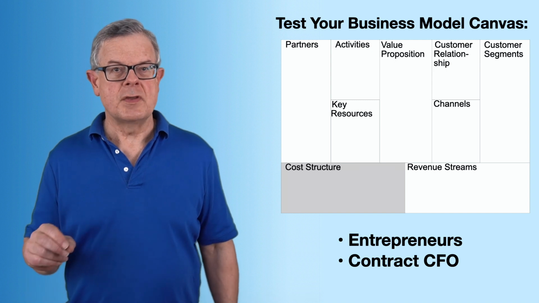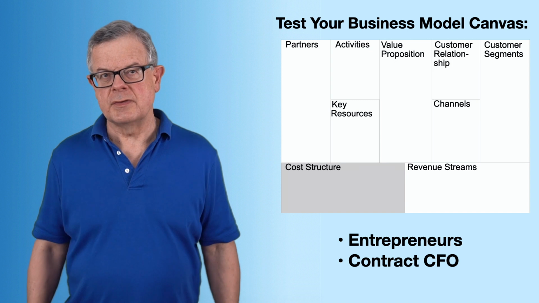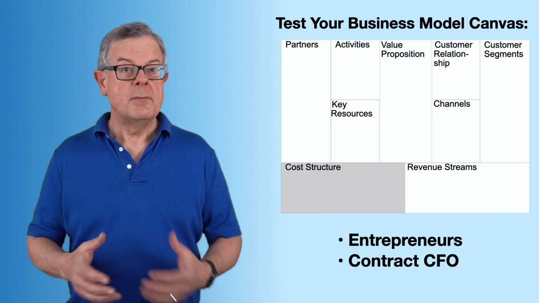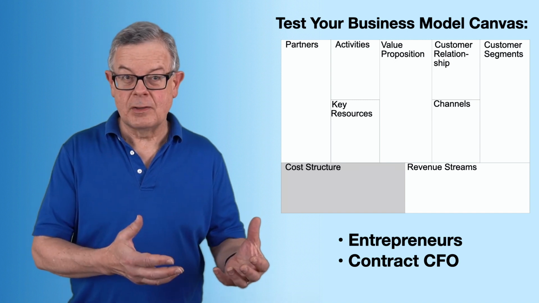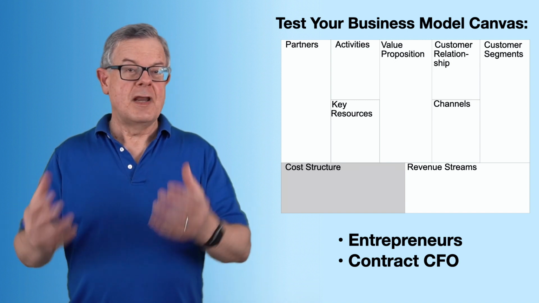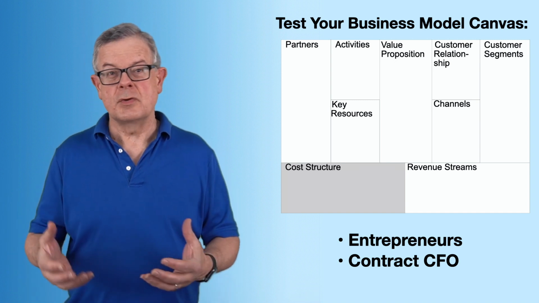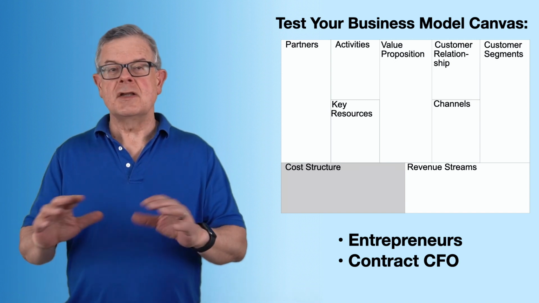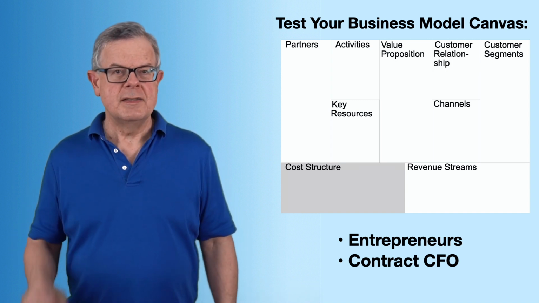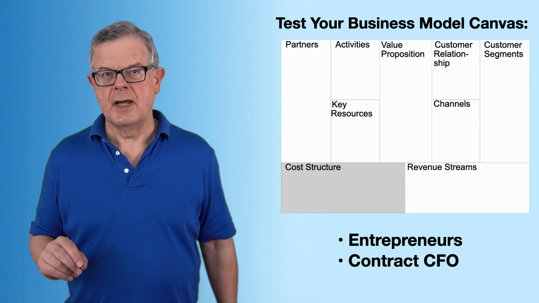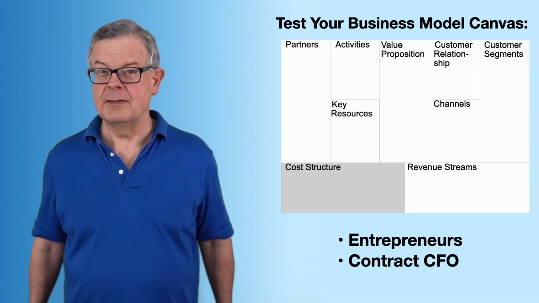Another good resource, though, for testing your cost structure is to talk with contract CFOs, chief financial officers, people who work with a lot of different companies, have seen a lot of different business models, a lot of different financial statements, and they get a very good feel for the cost structure of different models. They can be an excellent source of feedback on your financial assumptions to give you an idea of whether or not those seem credible or if they seem like they need perhaps a little bit of adjusting.